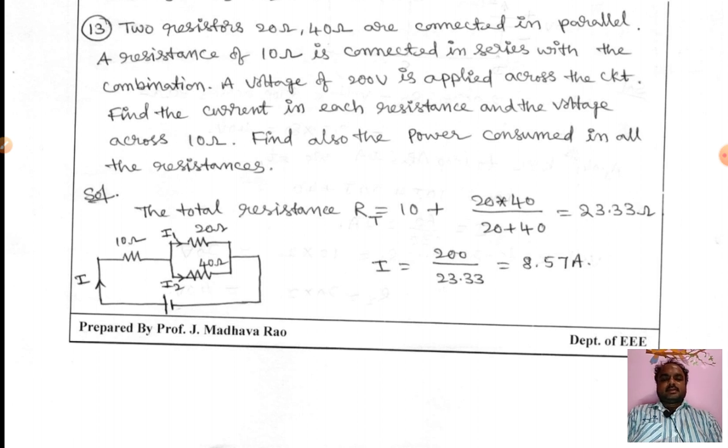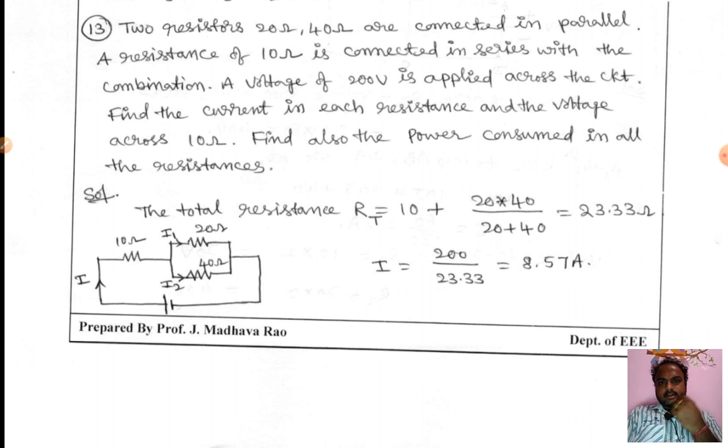Two resistors, 20 ohm and 40 ohm, are connected in parallel. A resistance of 10 ohm is connected in series with the combination. A voltage of 200 volts is applied across the circuit. Find the current in each resistance and the voltage across 10 ohm. Find also the power consumed in all the resistances.